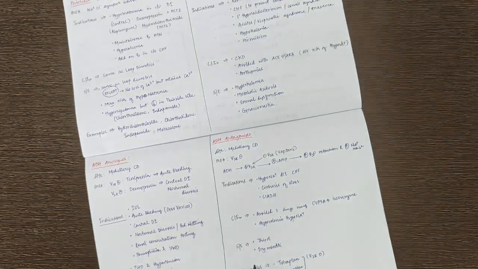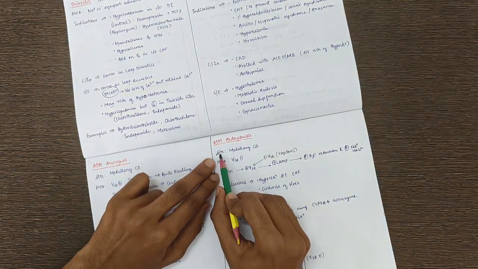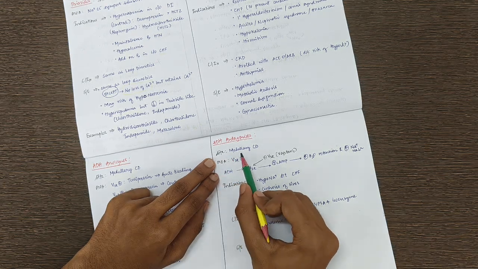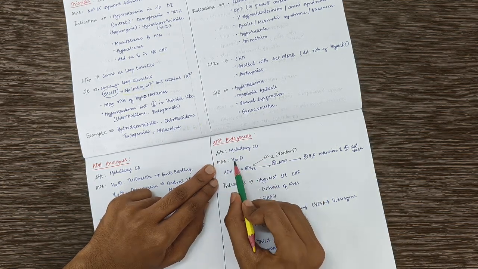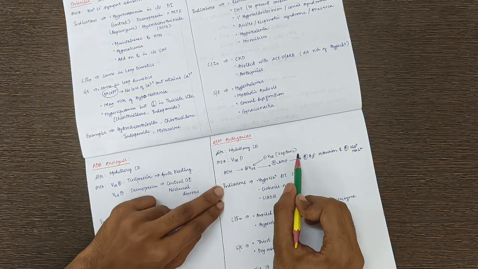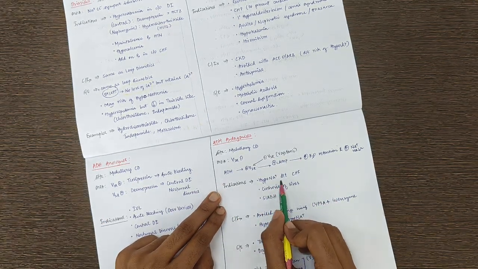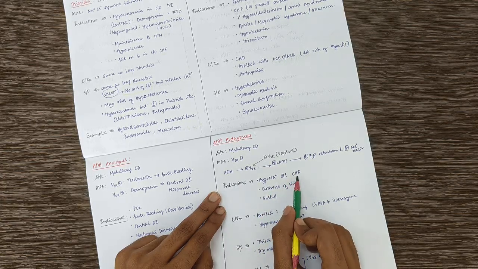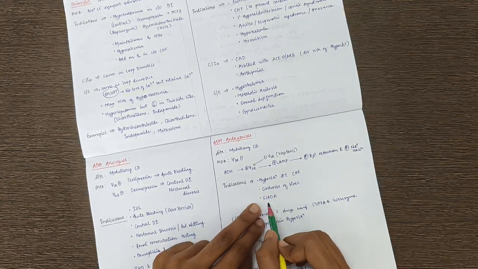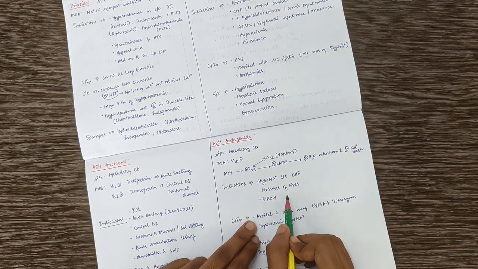These are the drugs. Now, ADH antagonists. What are the ADH antagonists here? What is the site of action? Medullary collecting duct. What is the mechanism of action? V2 receptor inhibitors. V2 receptor inhibitors are called vaptans. So what are the indications? Hyponatremia due to congestive heart failure, cirrhosis of liver, and SIADH. What is SIADH? Syndrome of inappropriate ADH secretion.